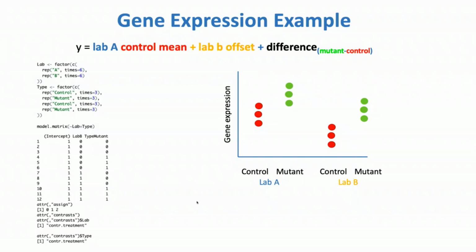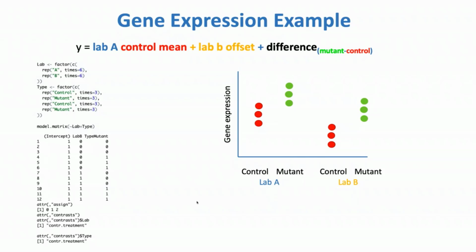We measure a single gene, and we measure the expression of the gene in a control mouse and in a mutant mouse. And we have 2 labs. And they measure the gene expression 3 times for the control and 3 times for the mutant. So in total, there's 12 experiments.